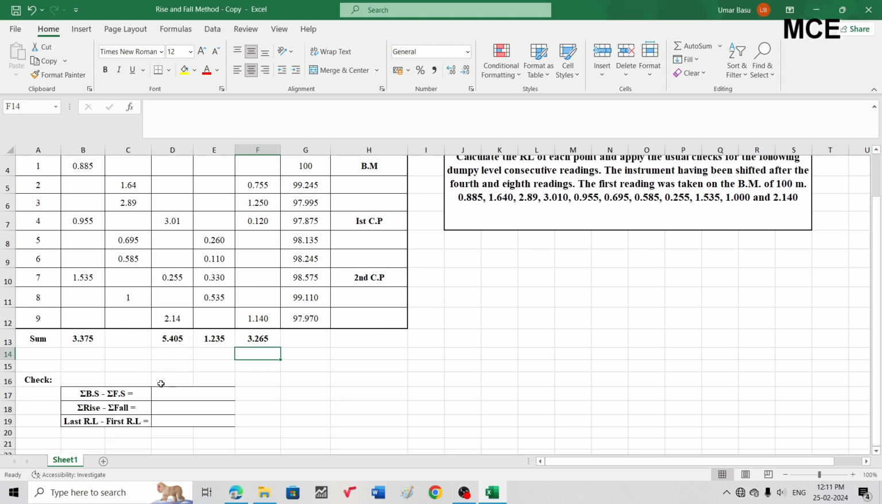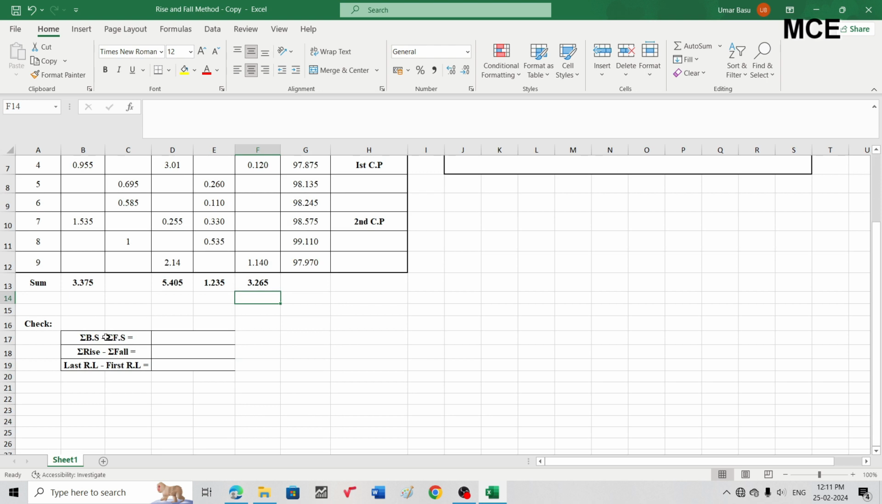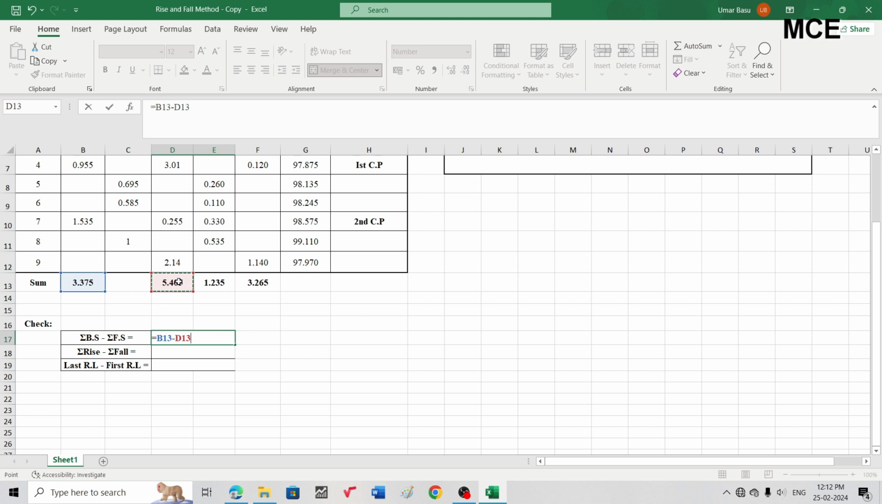Now it's time to check our accuracy. So in rise and fall method, you also have the check for intermediate sides, which is given from summation of back sides minus summation of foresides. So select this column and write equal sign, then take the summation of back sides and foresides. Okay, so summation of back side, which is 3.375, and from it subtract the foreside, which is 5.405, which is minus 2.030.